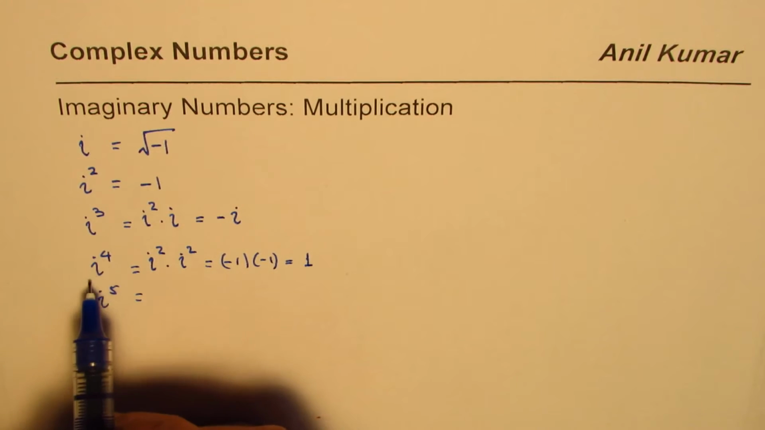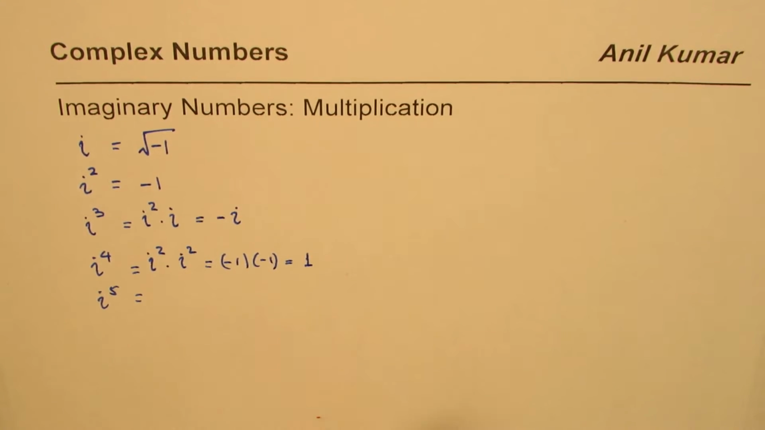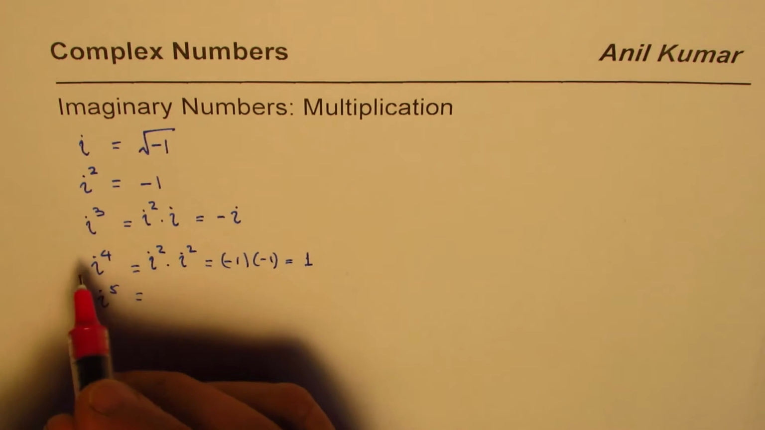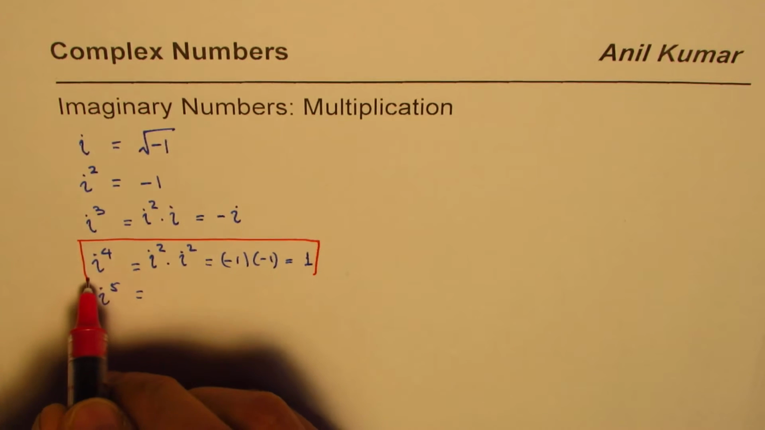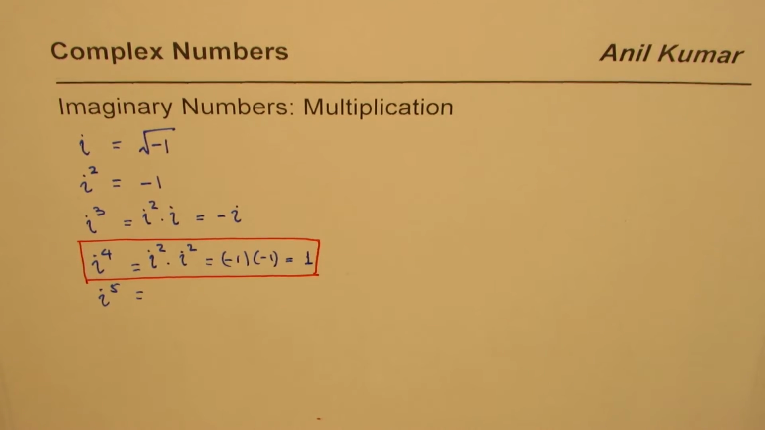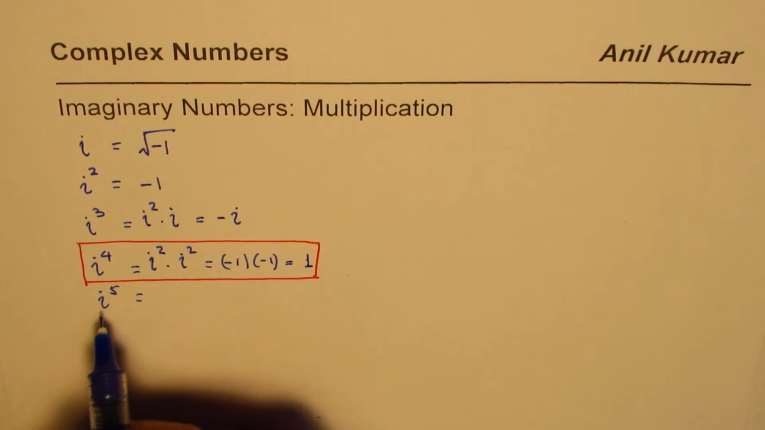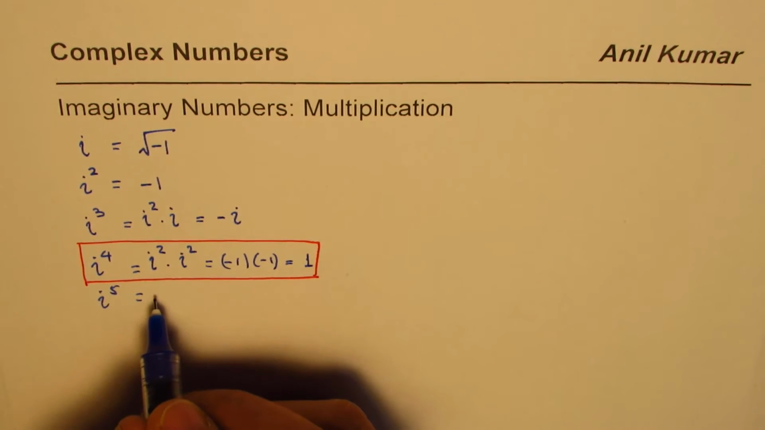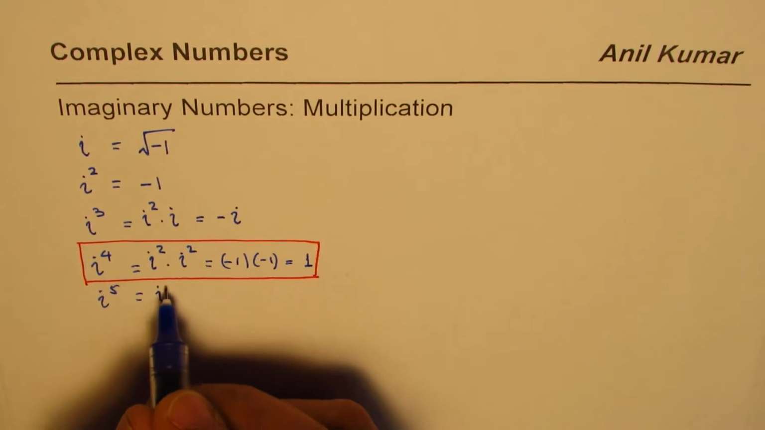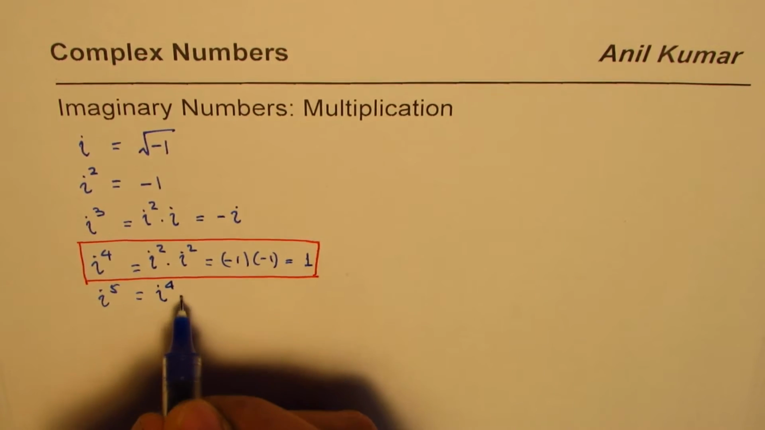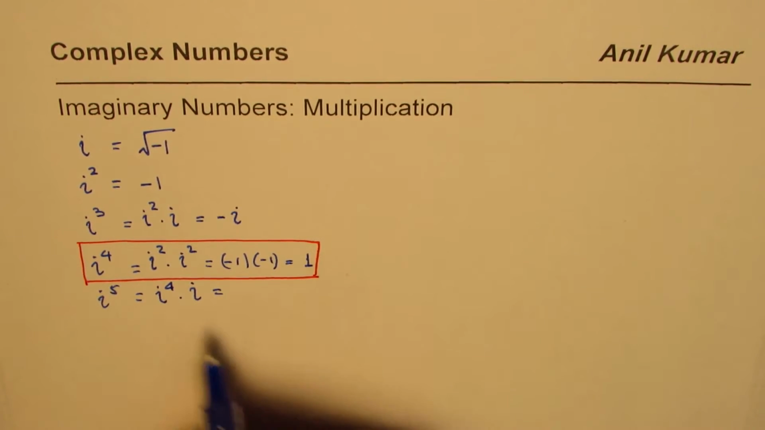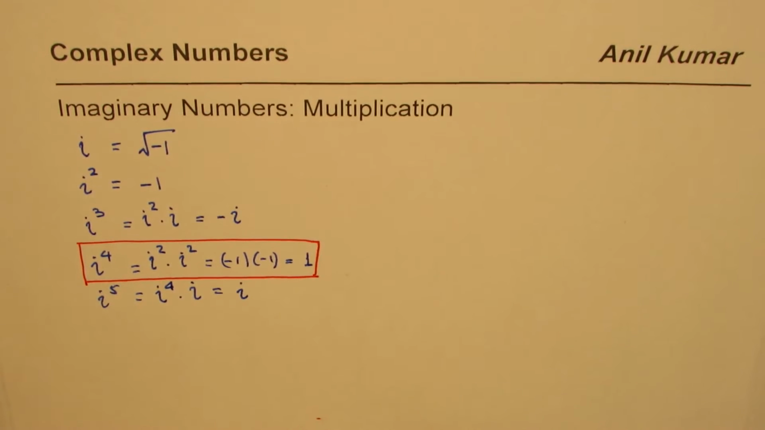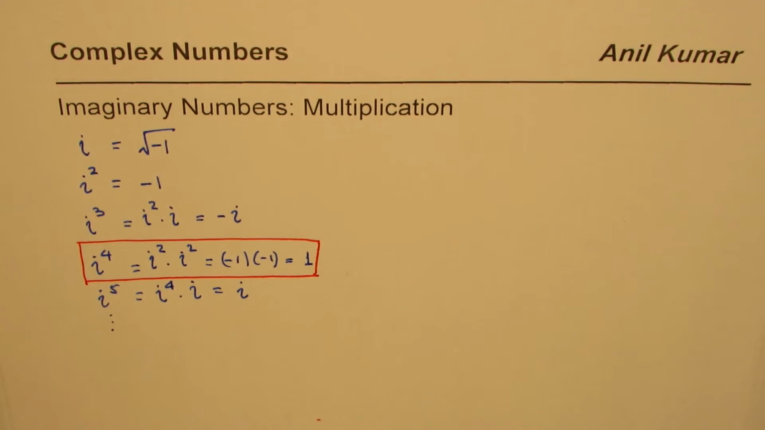Now when you get i to the power of 4 as 1, this is a very important relation. Let's mark this. i to the power of 4 is 1. Now if I have to find i to the power of 5, it is better for me to write this as i to the power of 4 times i, correct? Since I know that i to the power of 4 is 1, so that should be equal to i.